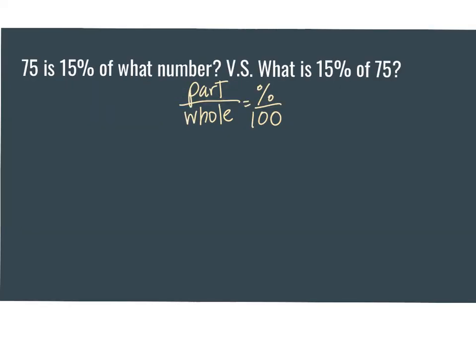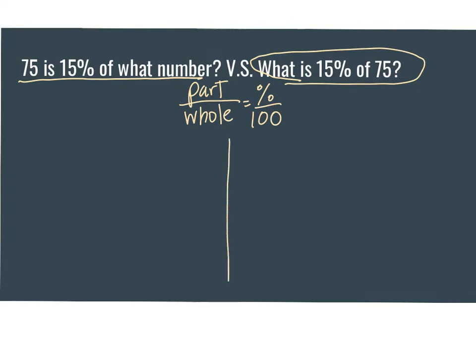Today you're going to see problems that look like this first question here: 75 is 15% of what number? In the last couple of lessons, you've mostly been looking at problems like this: what is 15% of 75? Our formula is part over the whole equals percent over 100. Let's look at how our ratios change as we plug each of these different problems into this formula.